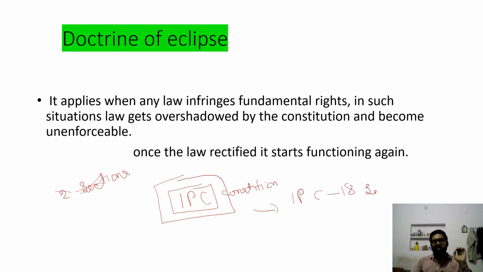The IPC will come back with 18 sections. Now it can work. So this is the doctrine of eclipse. In a very simplistic manner, we can understand it like this. What do you do if there is some problem in your house? You just repair it. Simple. So this is just repairing of the articles, of the laws. This is a repairing of laws only. Okay. Now, this was the doctrine of eclipse. Very simple.